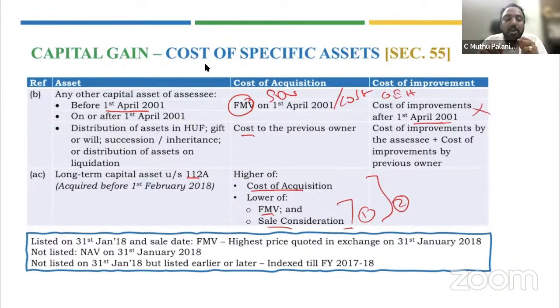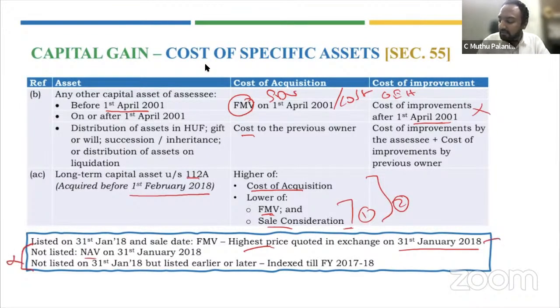So that is what it is about. This is only applicable for shares purchased before 1st February 2018. So the fair market value is the highest price quoted on 31st January 2018. If it is not listed, net annual value on 31st January 2018. If it is not listed, and what are these two confusions, you can leave it.